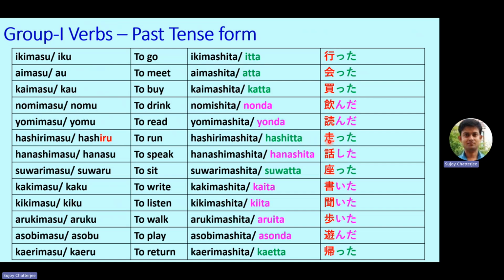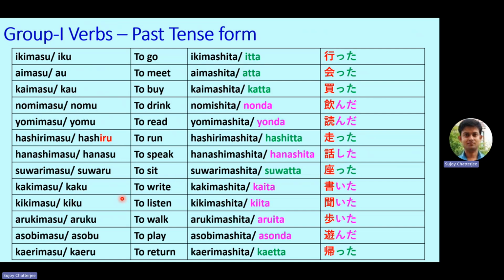And this is hashi and just ta. Next is hanasu, hanashimasu, hanashimashita, and hanashita. This is not the TTA, but it is shita, hanashita. So this is again an exception. Suwarimasu, suwaru, suwarimashita, suwatta, which we discussed in the previous slide as well.